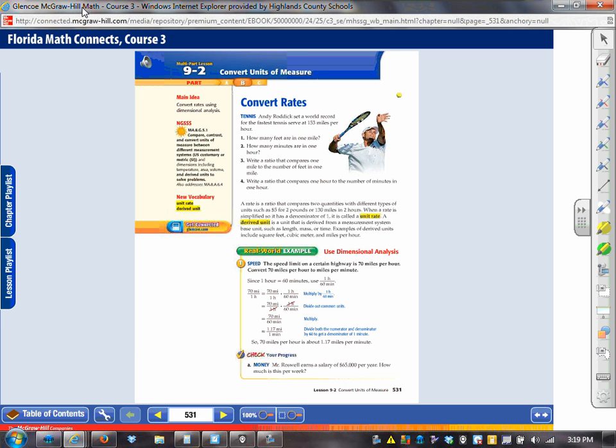Rates compare two separate units. Usually you hear about miles per hour. We're comparing how many miles occur in 1 hour. That would be a unit rate. Maybe drips per minute or meters per second, that kind of thing. There's two separate units involved, right?